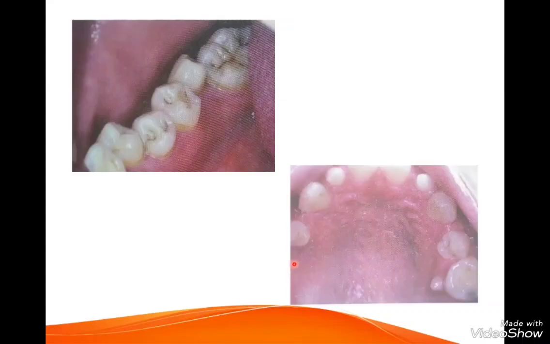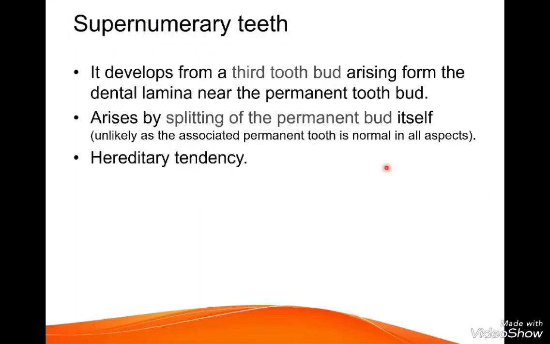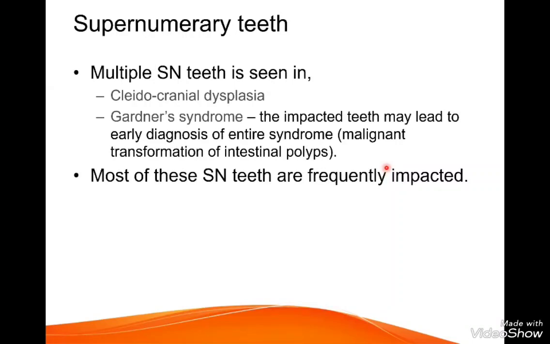So this is a picture of a supernumerary teeth. Supernumerary teeth can develop from the third tooth bud arising from the dental lamina near the permanent tooth bud. It can also arise from the splitting of the permanent tooth bud itself, and there could be hereditary tendency.